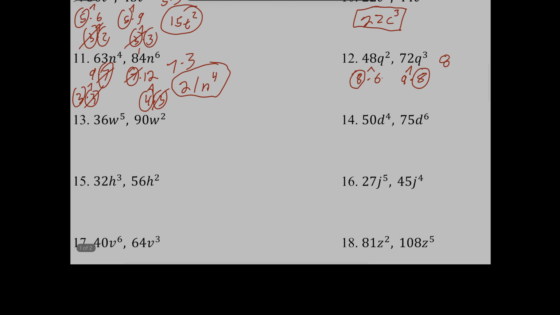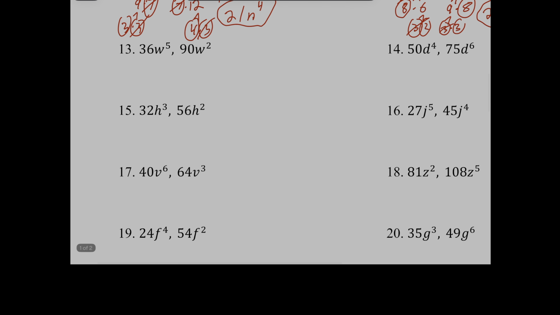So now I'm just worried more about that 9 and the 6. Okay, he's going to become a 3 and a 2, and he's going to become a 3 and a 3. What's in common? The 3. So my answer is really 24, and it's going to be q squared, because I always go with the lowest exponent. All right? Let's keep going.